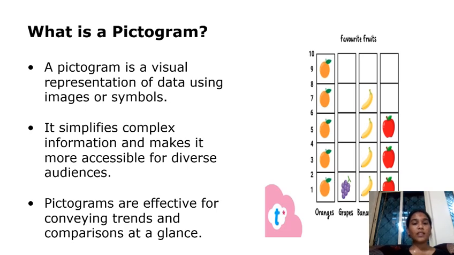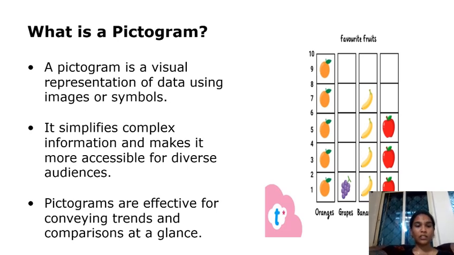Now, what is a pictogram? A pictogram is a visual representation of data using images or symbols. It simplifies complex information and makes it more accessible for diverse audiences. Pictograms are effective for conveying trends and comparisons at a glance. Here I gave a pictogram of favorite fruits, that is orange, grapes, banana and apple, and 1, 2, 3, 4 are the number of people who chose each favorite fruit.